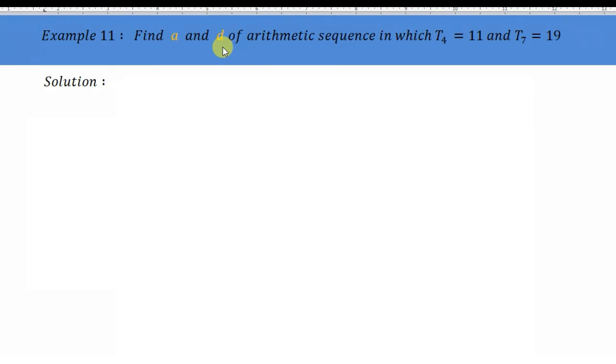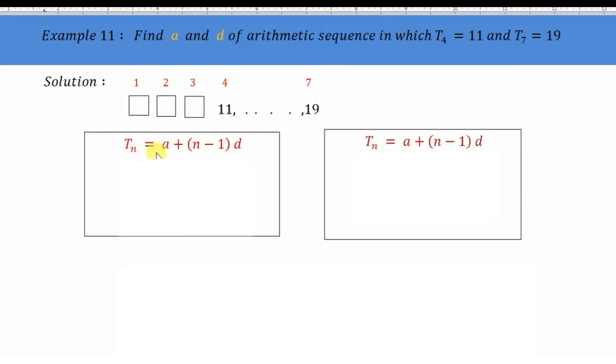So no sequence is given, but only the fourth term and the seventh term are given. No first term, no second term, no third term, but only the fourth term and the seventh term. So we'll do whatever we can do from the given information, that is the fourth term is 11 and the seventh term is 19. Let me take the formula. Tn is equals to A plus n minus 1 times D.